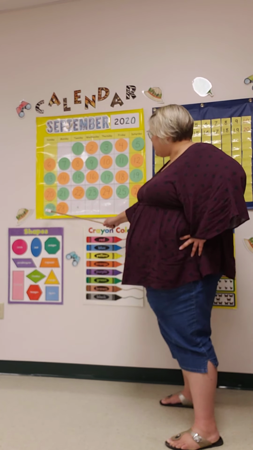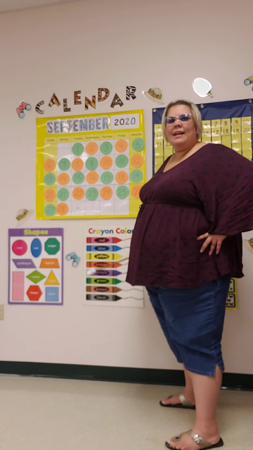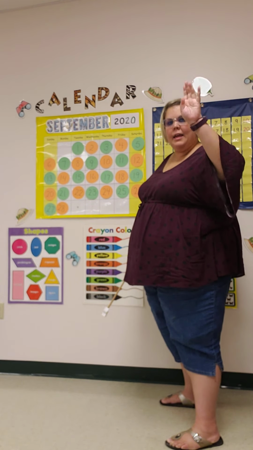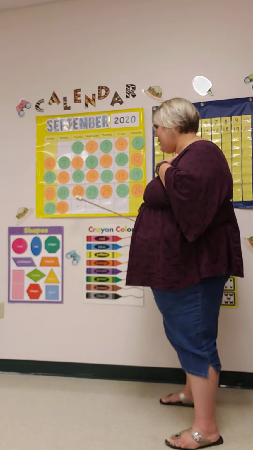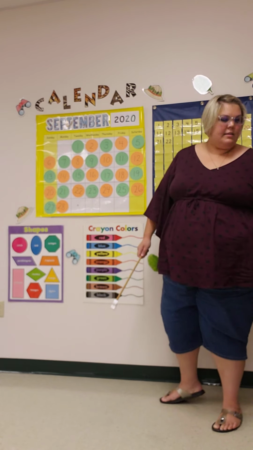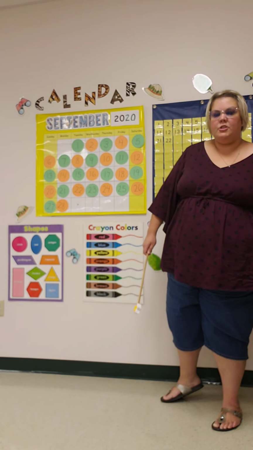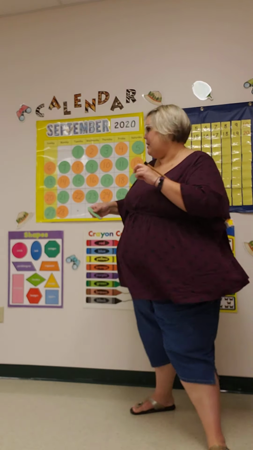Green, orange, green, orange. It's an AB pattern. And if yesterday was orange, we learned in math yesterday that it can't be another orange. Has to be green. Green 29. And what shape is this again, friends? A circle. So it's the 29th today.